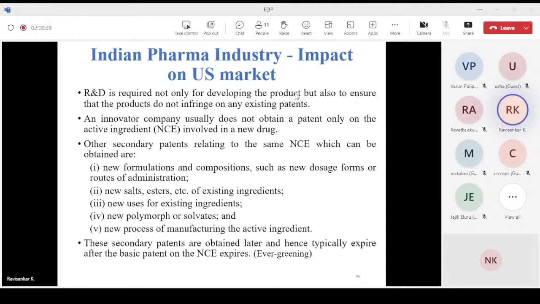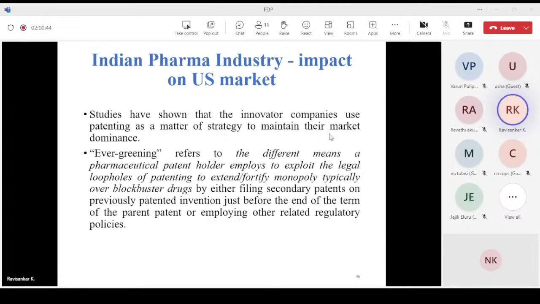Nobody can produce a drink which is exactly the same taste. So this is nothing but evergreening. So this is one of the best trade secrets. Studies have shown that innovator companies use patenting as a matter of strategy to maintain their market dominance.